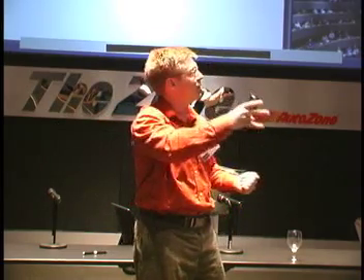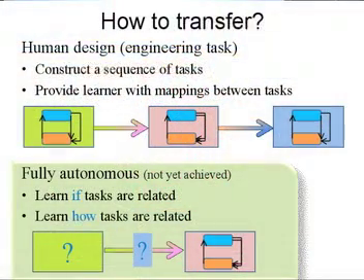How can you transfer? Well, that's going back to which scenario you're in. If there's a human in the loop, so I want to learn the full 11 versus 11 soccer task, then I could, as a human, construct a sequence of tasks of increasing difficulty and let the agent know how they're related so that the agent can transfer knowledge effectively.